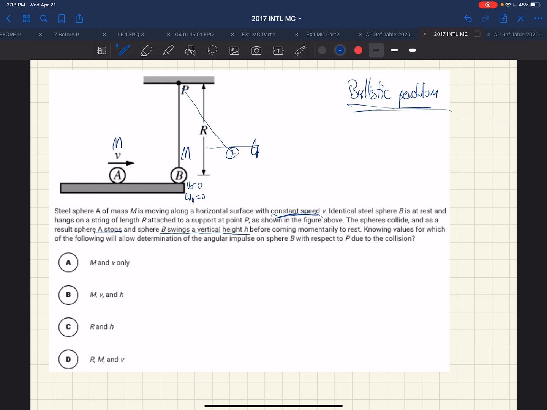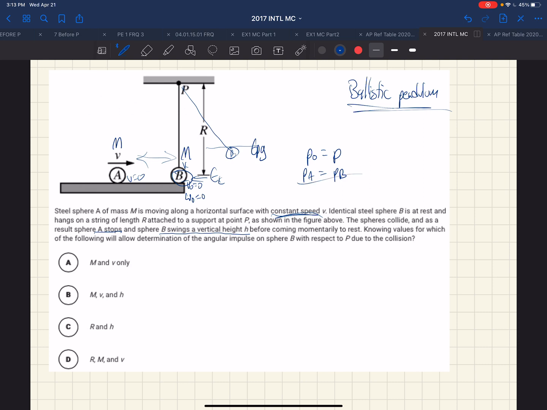So we know this gravitational potential energy would equal this kinetic energy down here. And we know this is a conservation of momentum situation. Since A stops, P0 equals P: beforehand we have the momentum of A, and afterward we have the momentum of B, because A comes to rest. So initially B has v0 equals 0, and afterward A has v equal to 0. So momentum of A equals momentum of B.